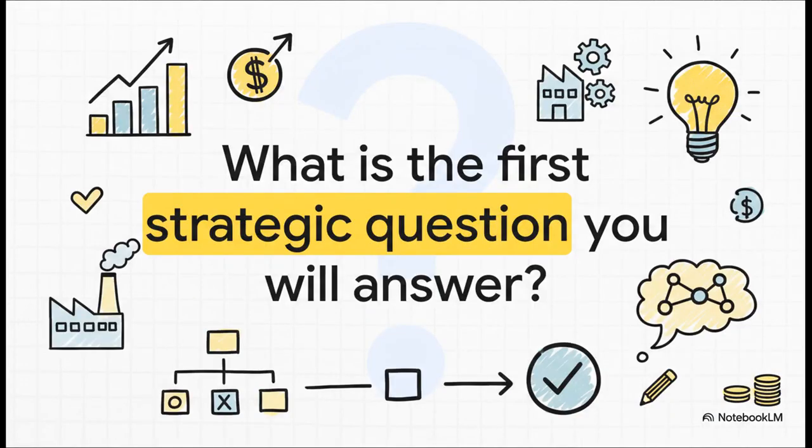So I'll leave you with this one thought. You have the framework now. You get the levers of cost, volume, and profit. So whether you're thinking about a new product launch, a big pricing change, or your entire business strategy, what's the very first strategic question you're going to answer with this?